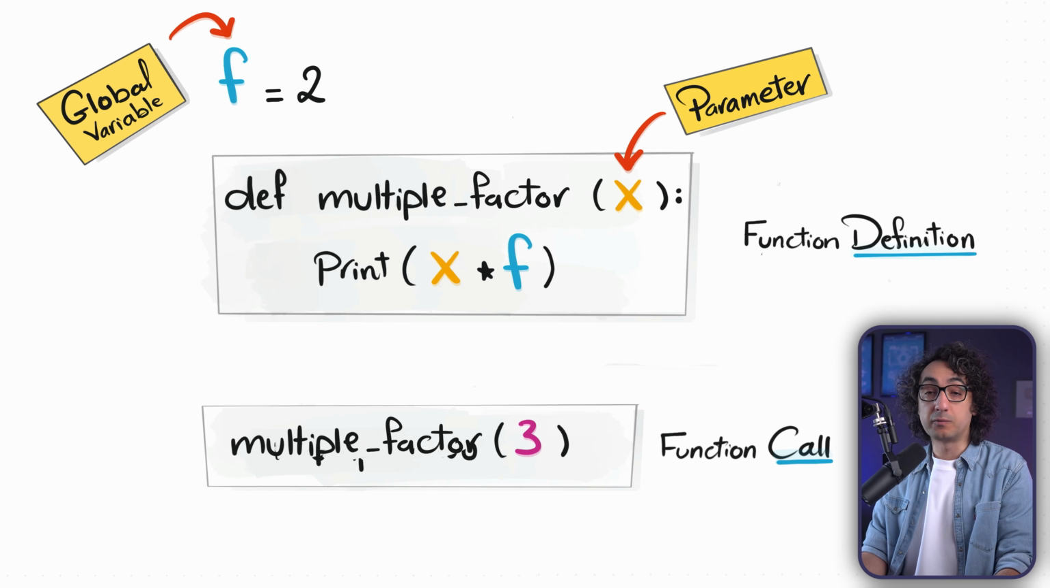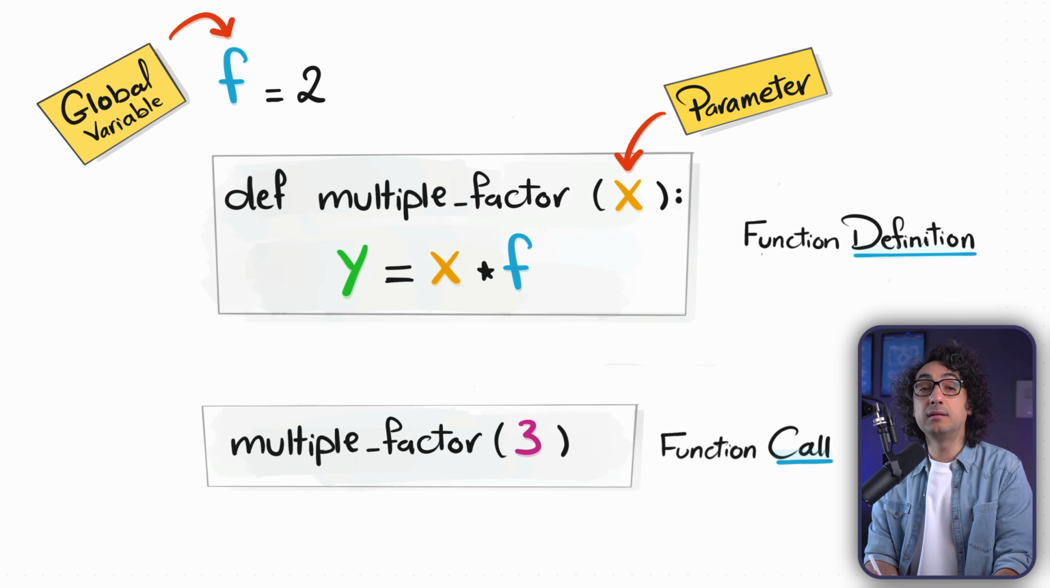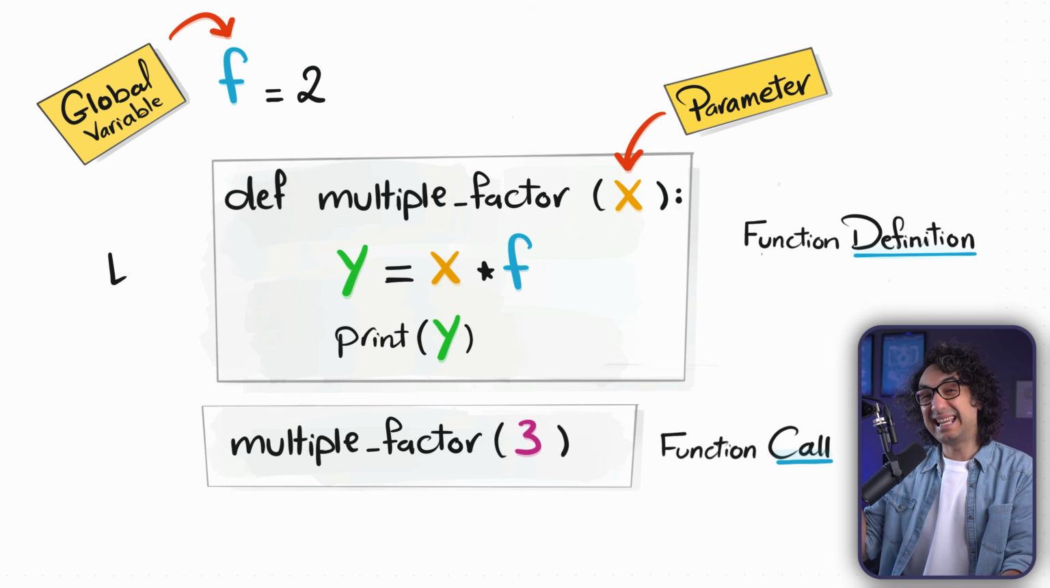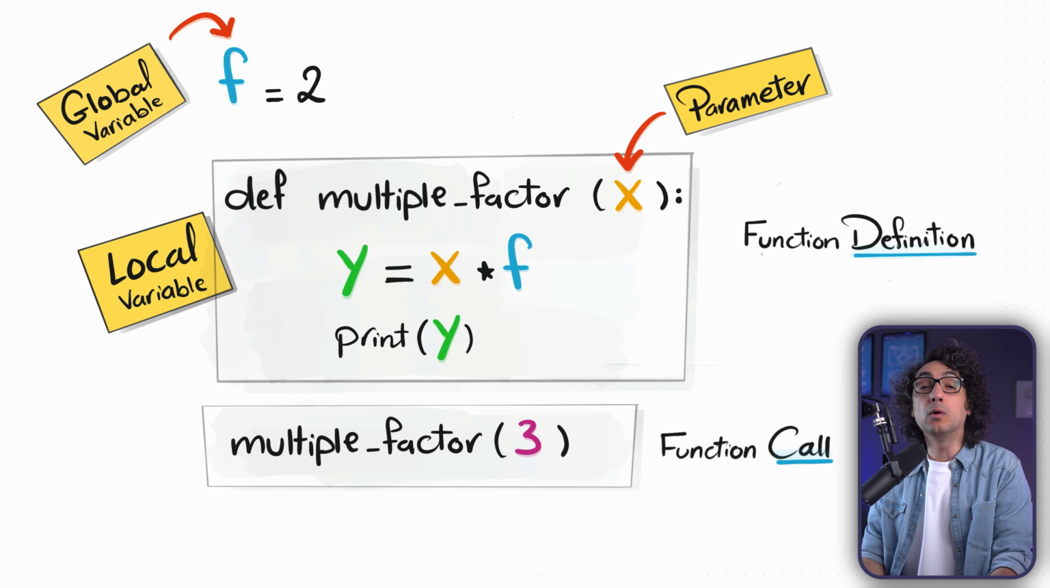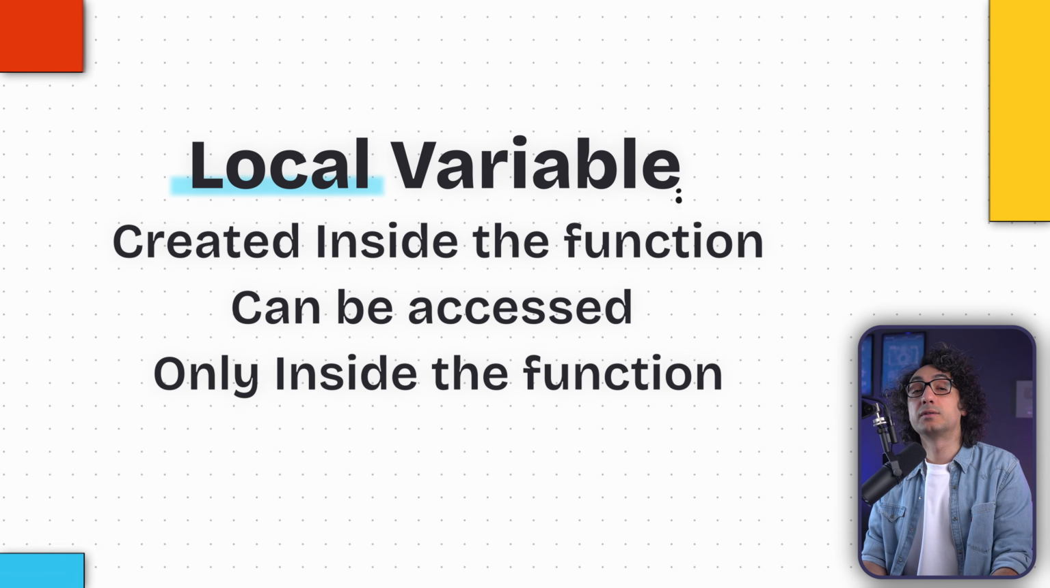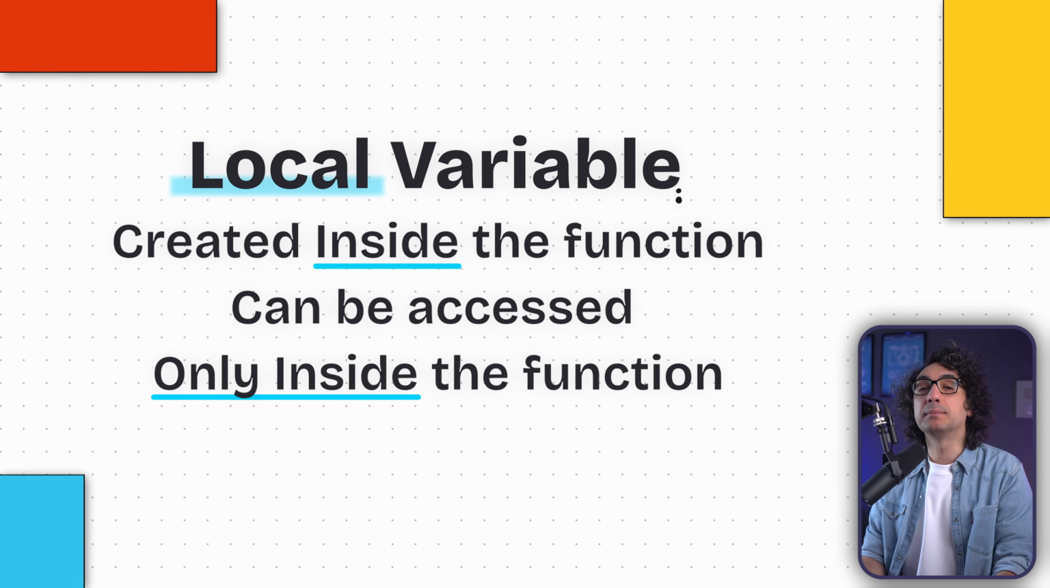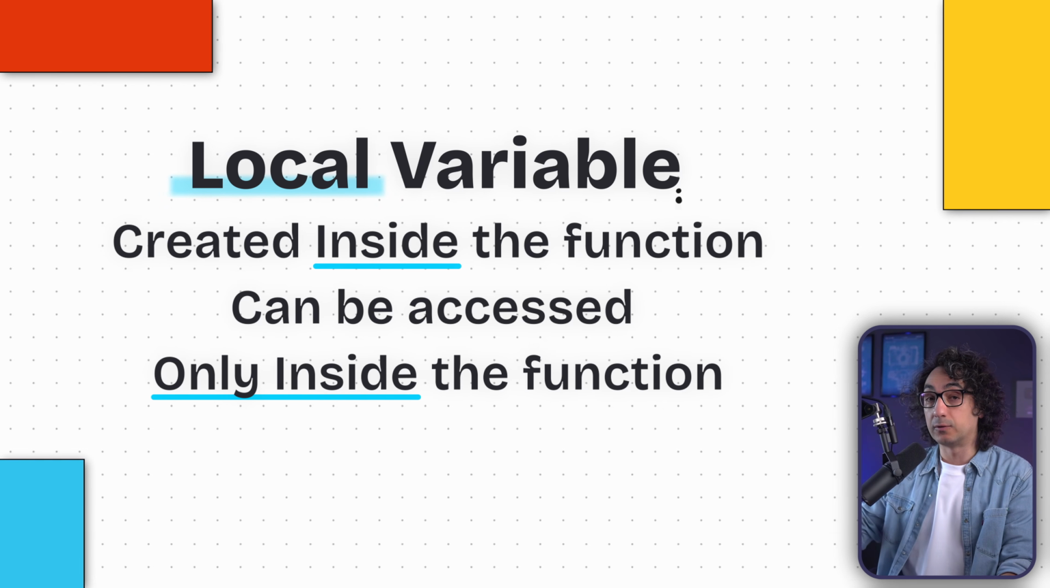Now coming to the third one, we're gonna go inside the function and create inside it a new variable. So we're gonna say the variable y gonna hold the final result of our calculation, and then at the end we're gonna print the y. So now since this variable is inside the function, we call it a local variable. So a local variable, it is created inside the function, and here the big difference, it is only available for this function, not globally for everything else.